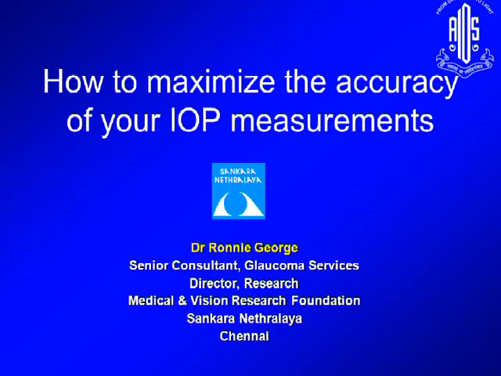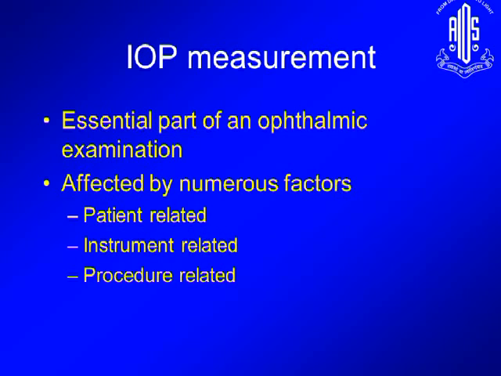We spoke about all these instruments, and we know that intraocular pressure is central. They all have issues. So what can we do to make sure that whatever IOP we are getting is as close to accurate as possible? There are multiple factors which we need to consider that include patient, instrument, and procedure-related factors. We'll take them one by one.